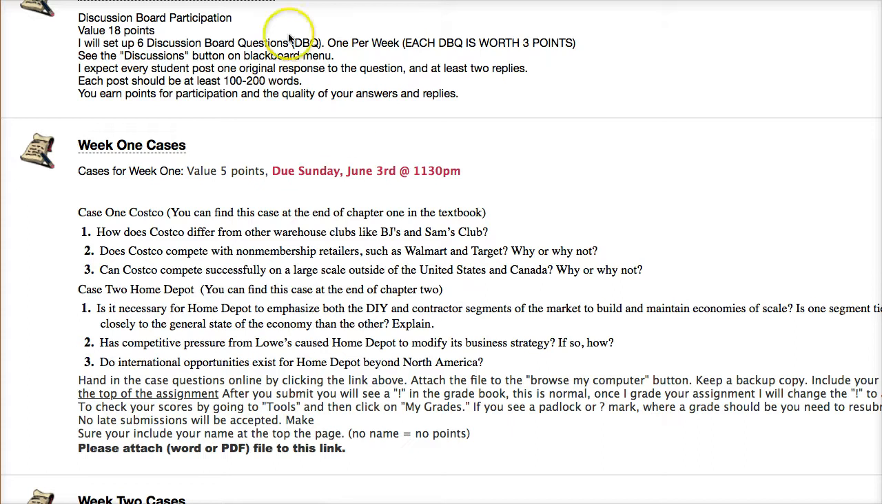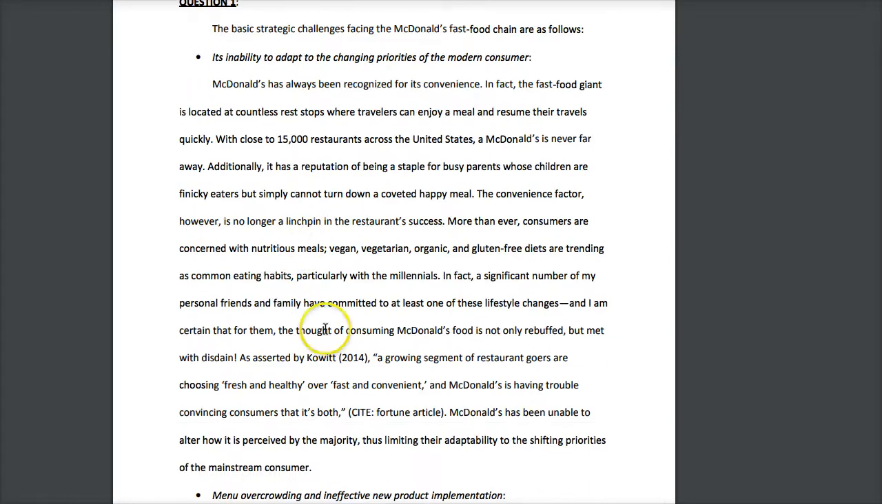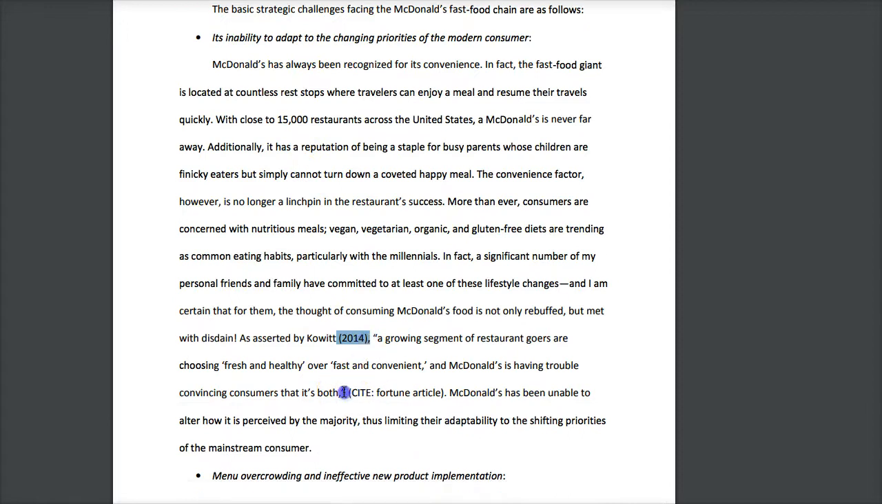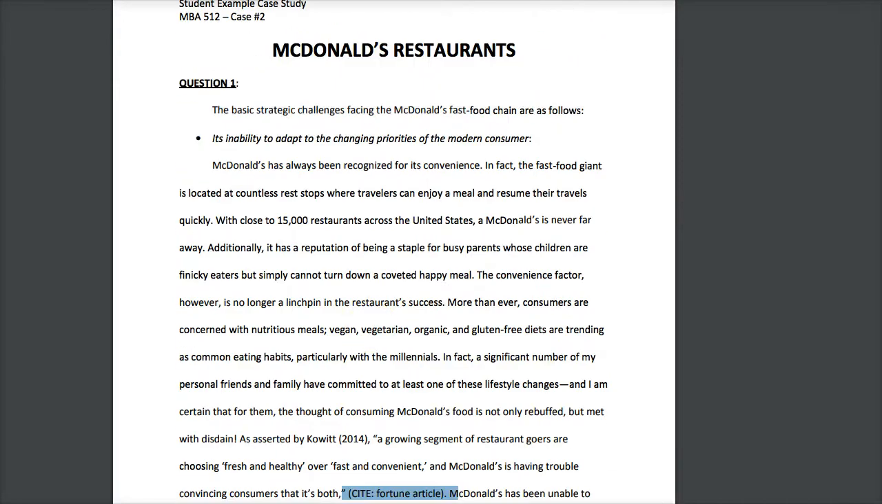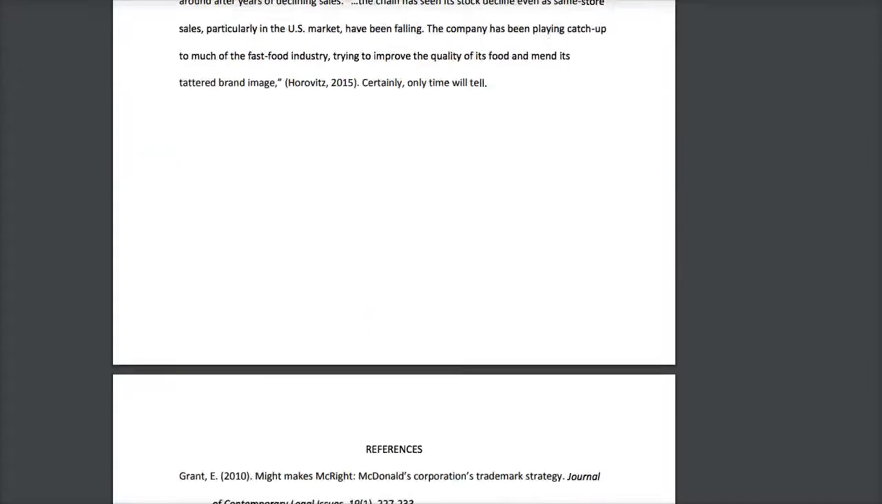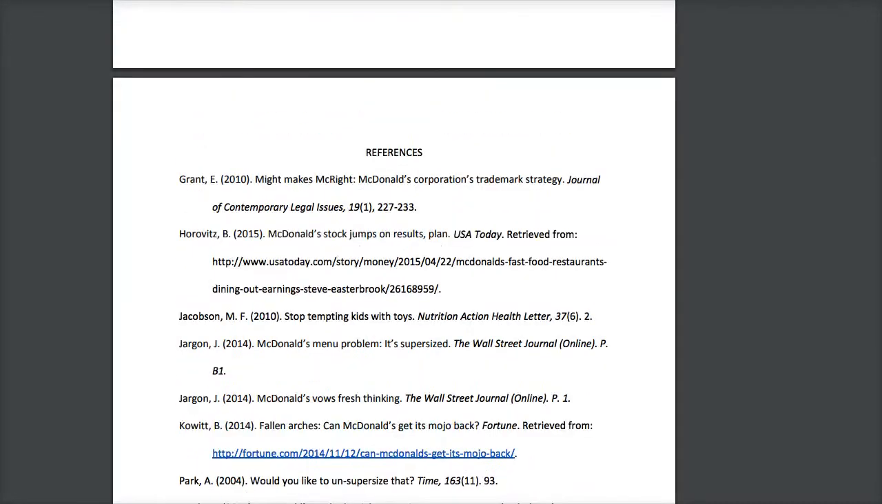Under course documents, I did leave a student example case study. This example shows you that you want to put your name, the class, the case number, the case name, and then question one. You can type out even the full question, and then you put your answer, and you put your citations in where you provide information from a different source. Then at the end you have a reference list that's properly cited, that goes along with your citations.